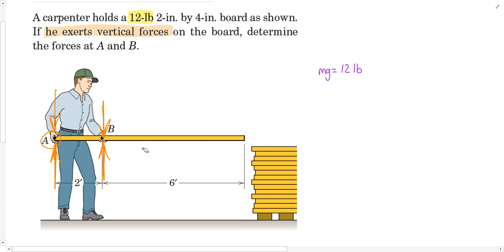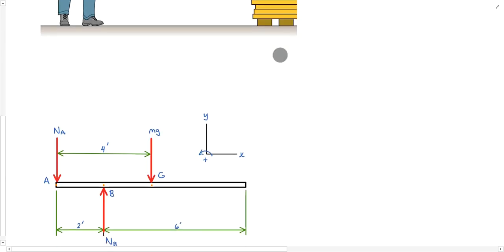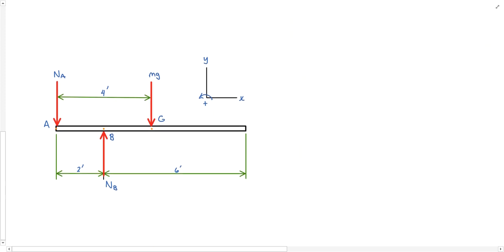And then we'll have to put the weight of the board on, and this is to be considered a uniform object. So it's 2 plus 6 feet makes 8 feet long. So right in the middle, 4 feet from either end, we're going to have the weight, and the weight will be straight down. Now, to save time, I have already sketched this free body diagram, and here it is.